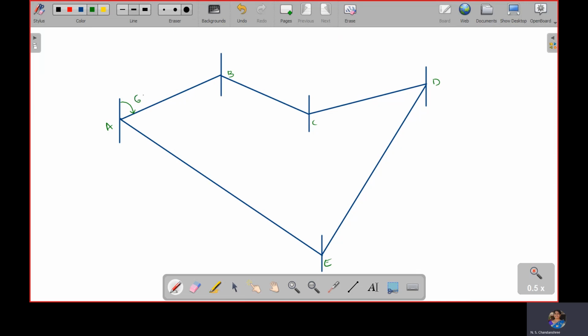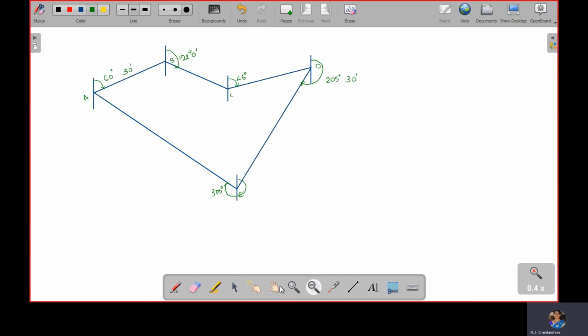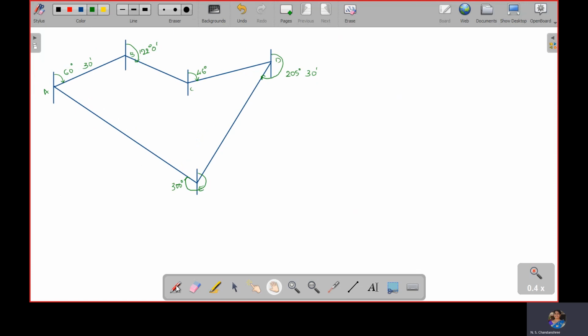Now this angle is 60 degrees, 30 minutes. This angle is 122 degrees, 0 minutes. This angle is 46 degrees. This one is 205 degrees, 30 minutes. Next, the bearing of this line is 300 degrees. So now this is the data available with us. With this data, we have to calculate the internal angles.